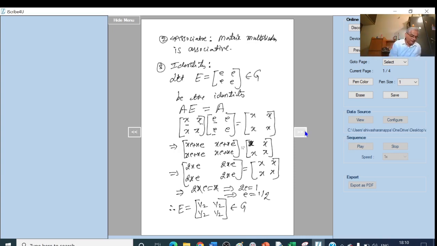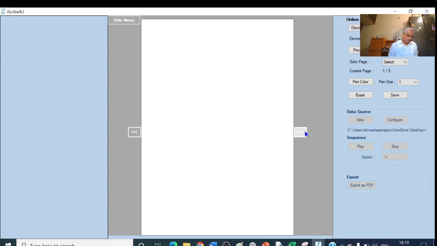Next, fourth one, inverse axiom. Let A power of minus 1 be the inverse of A. Then by the definition, A times A inverse must be equal to the identity element E. So A is the matrix with all entries x, and I will write A inverse here.